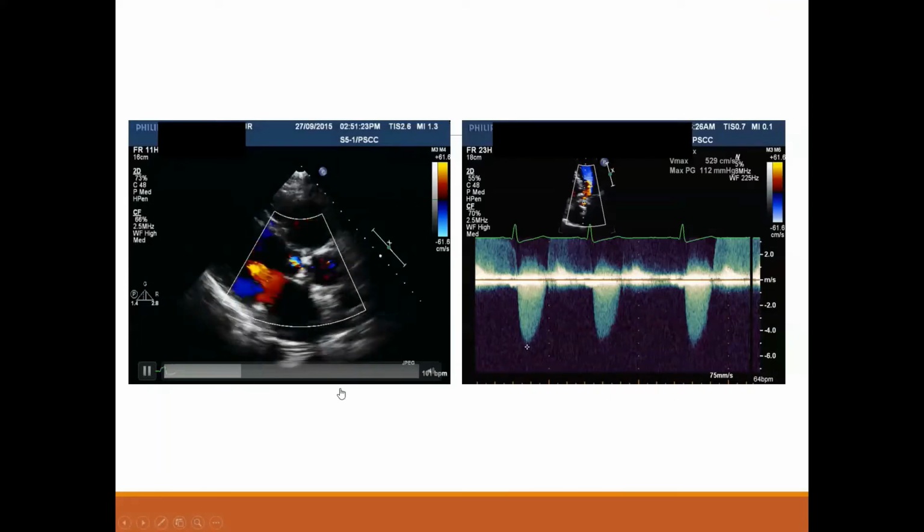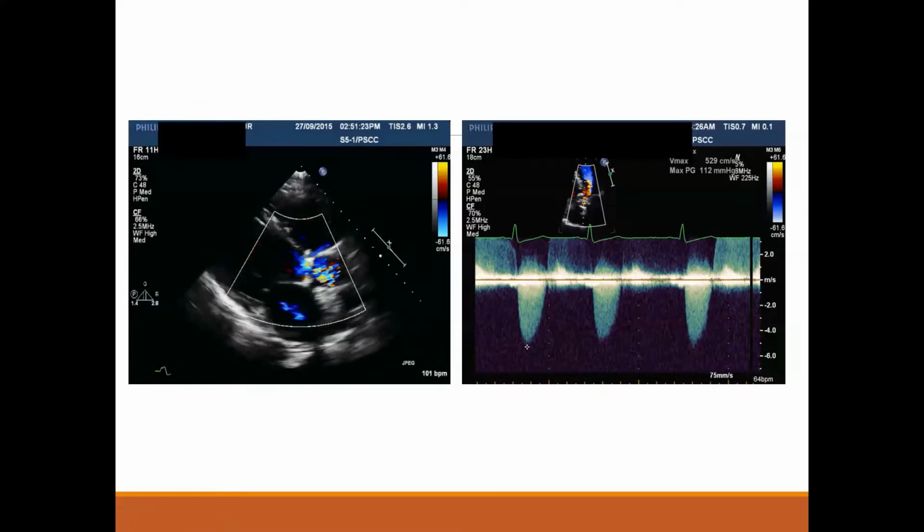Dr. Muawiya, go ahead. This is the parasternal long axis view. Okay. Which with color. Okay. Which shows a thickened aortic valve. Very good. With a turbulence across the valve. Very good.